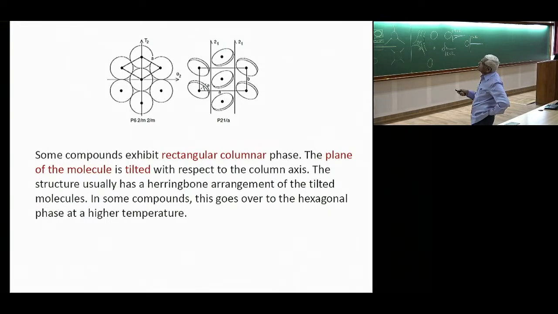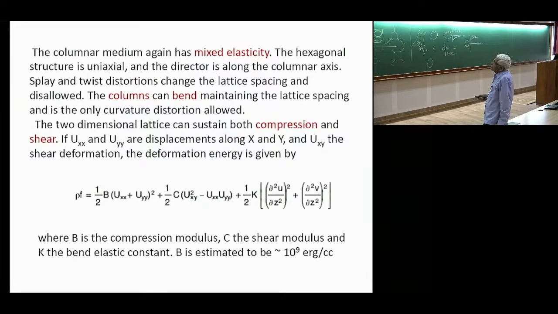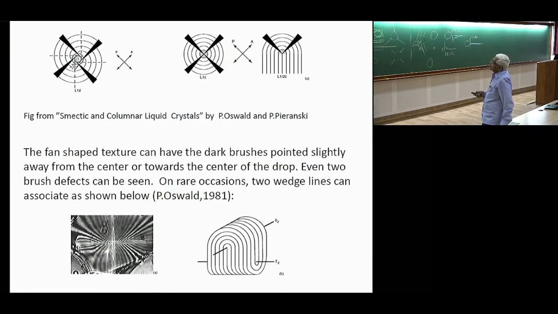See, people have found various other, you see, this is the hexagonal two-dimensional lattice. There is also a rectangular lattice. This is called herringbone structure because the molecules are tilted with respect to the column axis, and the tilt goes the other way around in the central disk and so on. And one can again write the free energy. I think, like in any other two-dimensional crystal, you have got a compression modulus, a shear modulus, and then the usual bending modulus. And the textures are fairly complicated.